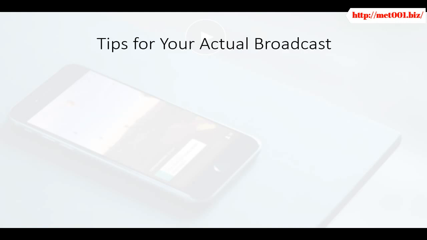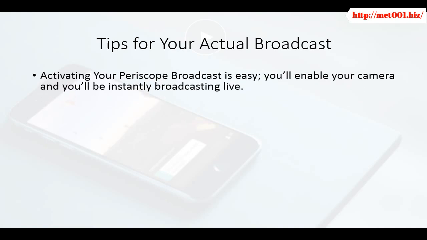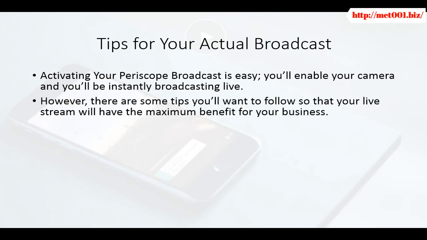And in this video, we're going to be talking about some tips for you to follow before you actually hit the broadcast button. Now, actually activating your Periscope broadcast is going to be very easy. All you really need to do is enable your camera and you will instantly be broadcasting live on Periscope. Now, there are some tips that you are going to want to follow so that your live stream will have the maximum benefit for your business.